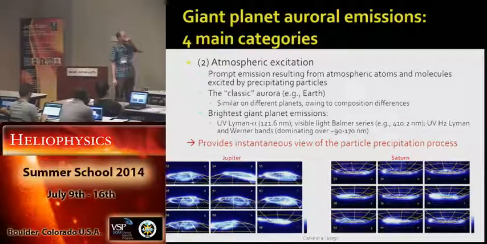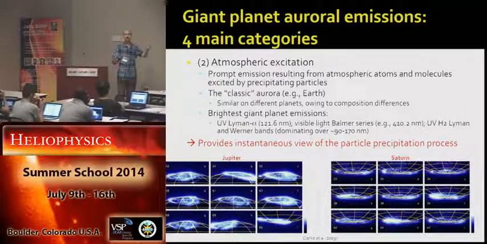at Saturn. And the benefit of this prompt emission process is that it provides you an instantaneous view of what is the actual precipitation into the atmosphere, right? Because the brightness tells you something about the flux, and the deposition altitude tells you something about the energy as well as the brightness. And so you can back out a lot of the properties that are happening in the magnetosphere, and you also know exactly where the coupling is happening because you have narrow regions of acceleration.